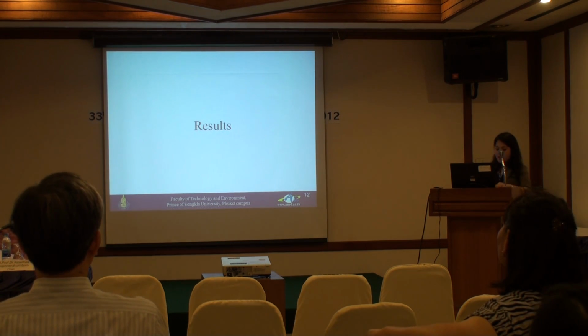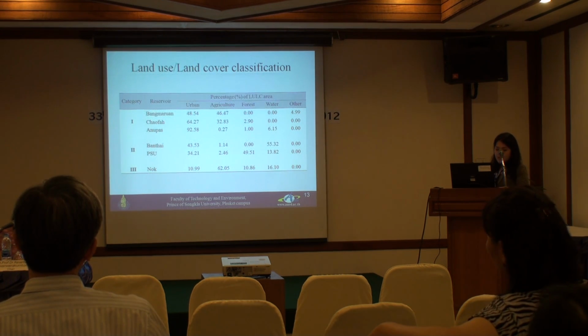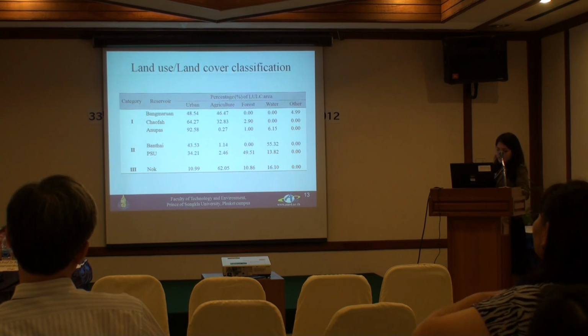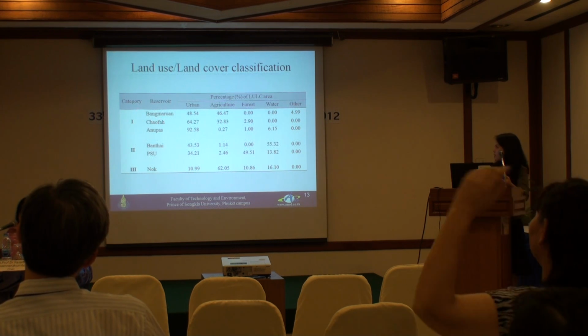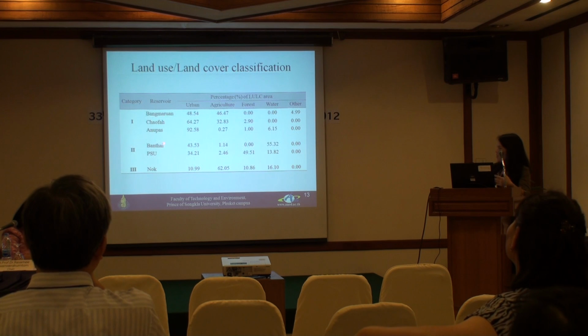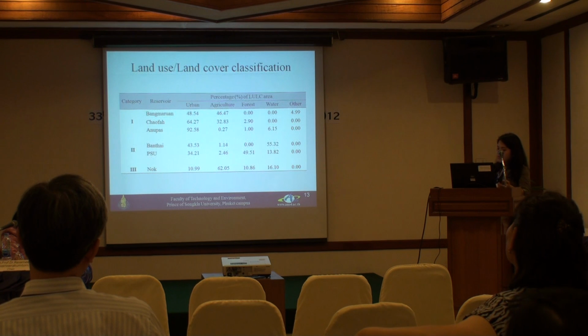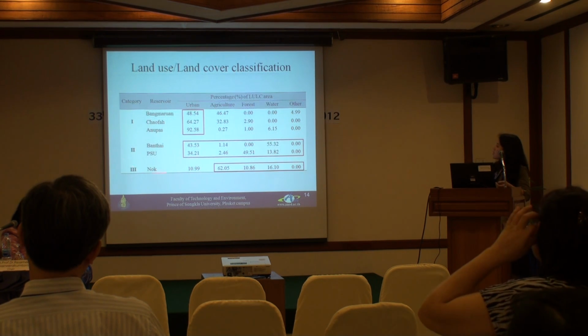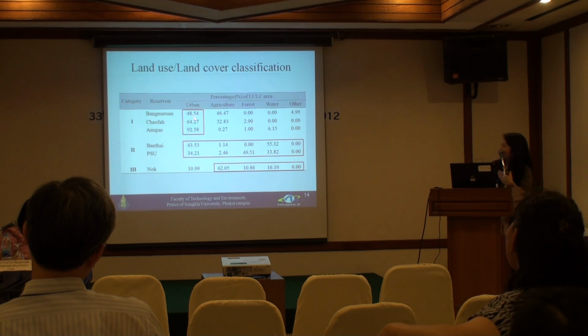Okay, let's move to the result. This table shows the percentage of land use in 3 categories. There are 3 reservoirs in category 1, and in category 2 we have 2 reservoirs, and another one is in category 3. If you look at the red circle in category 1, this is the percentage in urban area. This combination has a percentage.